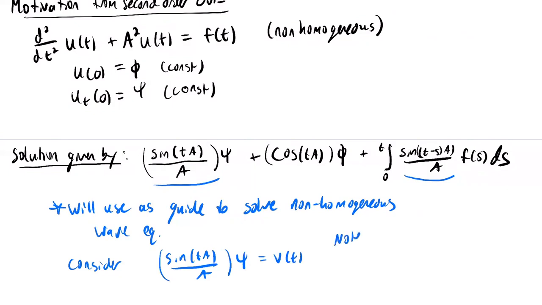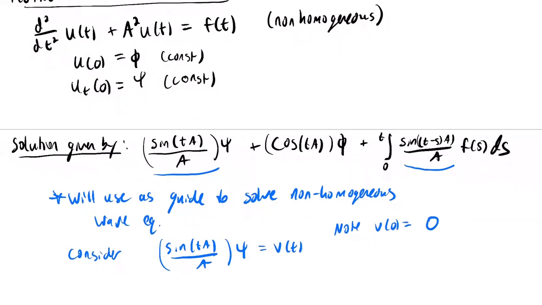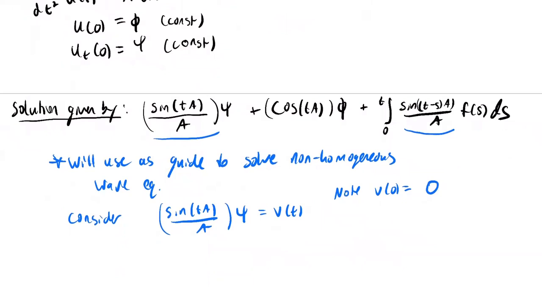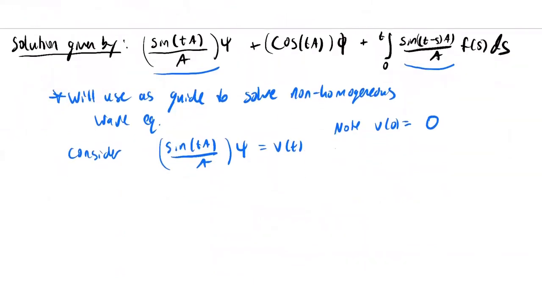So notice that if I plug in v of 0, well, I get sine of 0 divided by a, which is 0, right? On the other hand, you can check that v of t solves the homogeneous ODE, right? So if I take the second derivative with respect to t, well, if I take the first derivative, I get a times cosine, well, let me just write this out, actually, sorry. Right, so if I take v prime of t, I get, well, the a's cancel, so I get cosine when I use the chain rule.